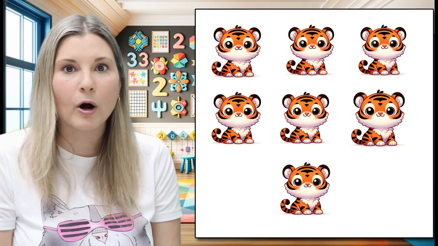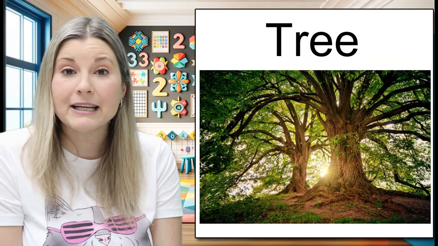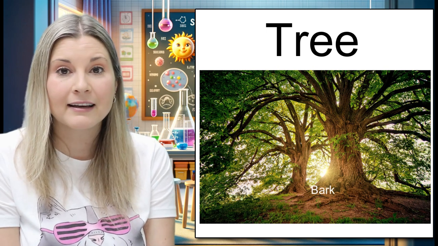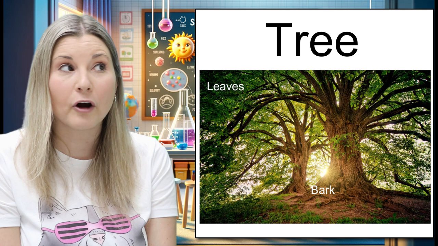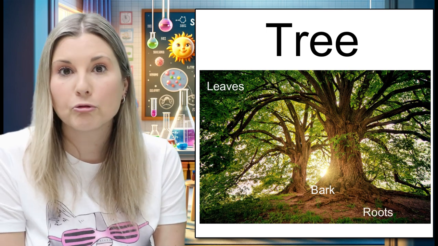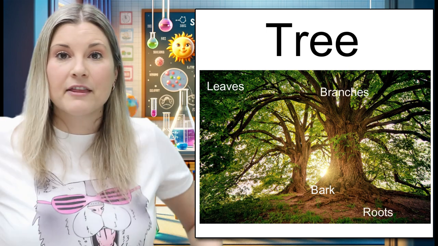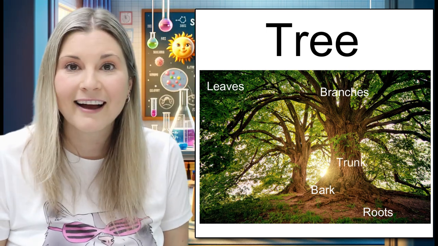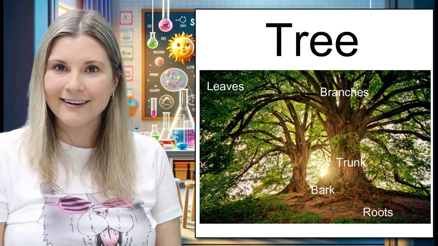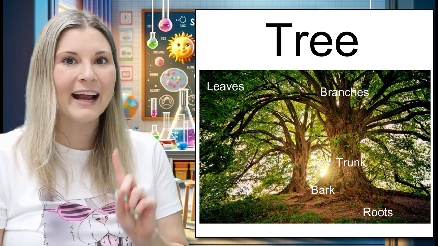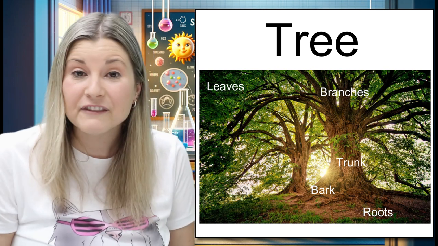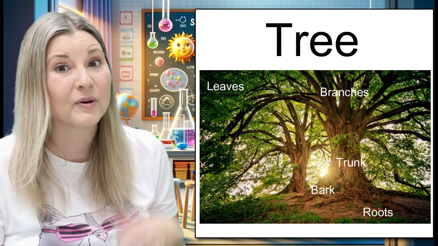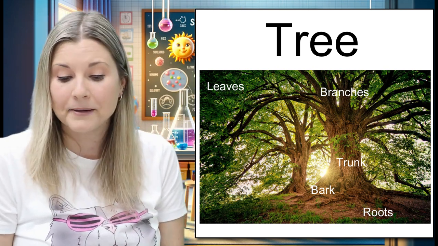Let's take a look at the parts of a tree, because tree also starts with the letter T. There is bark, leaves, there are roots on a tree, branches, and the big part of the tree that goes up, up, up, that's called the trunk. Do you know what else has a trunk? I know, an elephant. An elephant also has a trunk, but that's its nose, not its body. For a tree, it's the body of the tree.